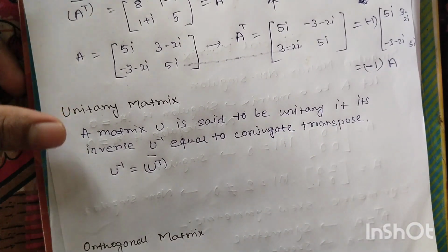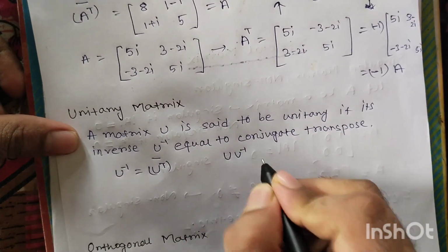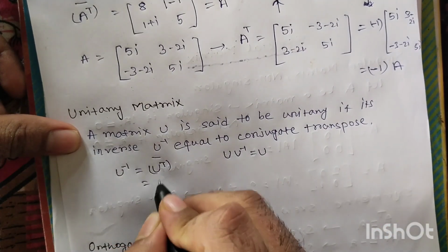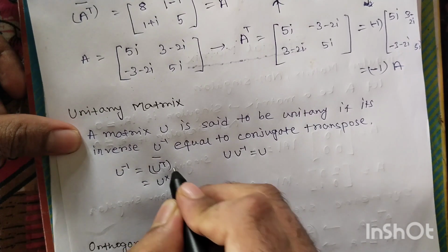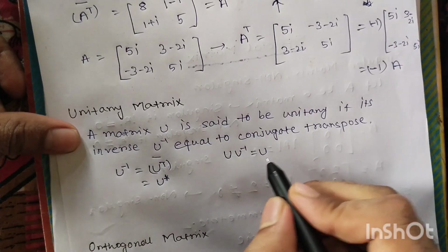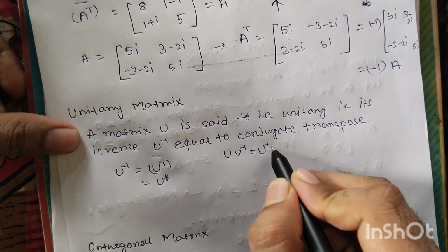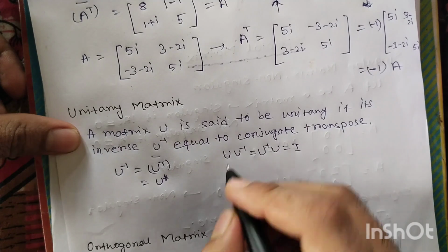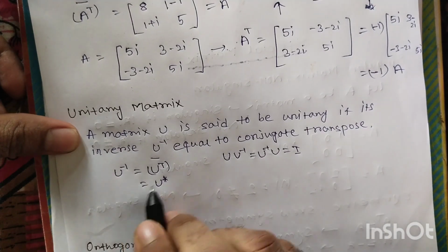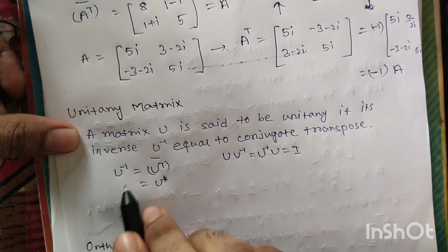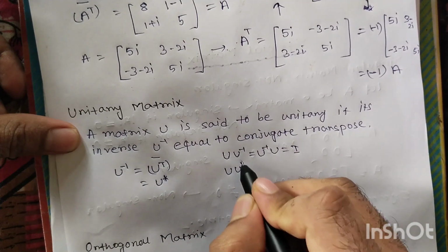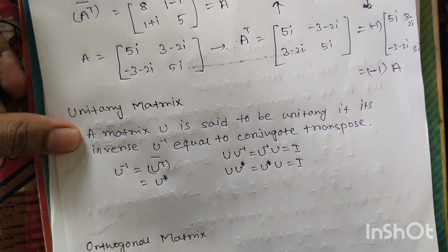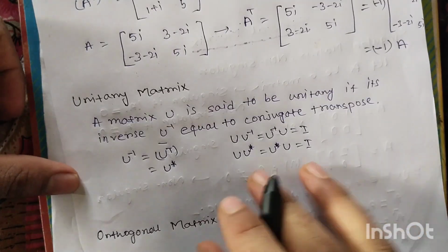So what is the property of inverse? U inverse U equals I. For example, let us assume the denotation of conjugate transpose is U star. Okay, U inverse U equal to I. This is the property of inverse. Okay, now since U star is equal to U inverse, we can write U star U equal to the identity matrix. Okay, now let's take an example.